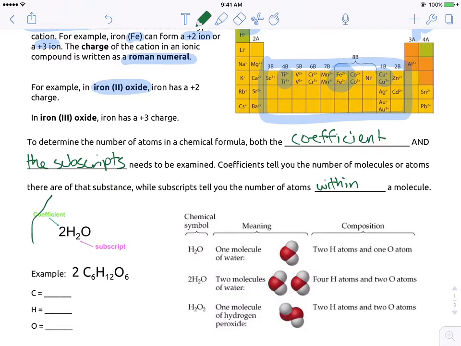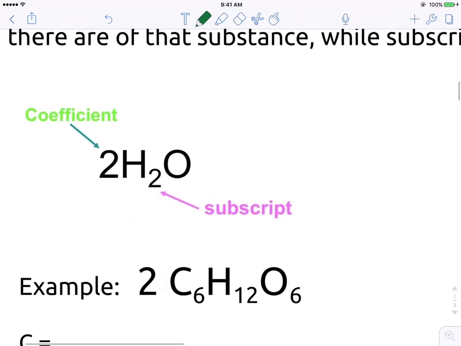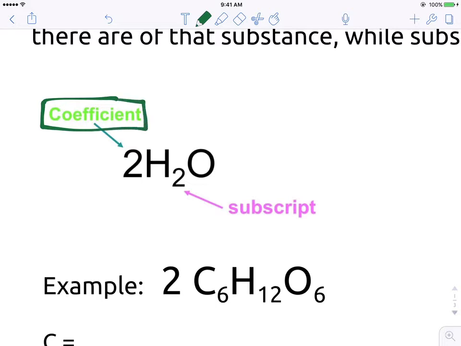So for instance, I've got right here 2H2O. The coefficient is something that goes in front of a compound, and so my compound here is water. And so this coefficient of 2 says that I have 2 of everything that follows, in this case H2O. Subscripts, sub means under and script means to write, so this is a number that is written under an atom. This subscript of 2 means that there are 2 atoms of hydrogen in a molecule of water.